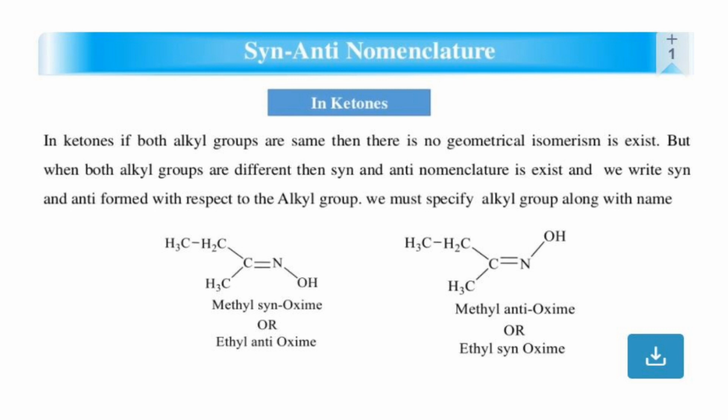In the case of ketone, if both alkyl groups are the same, then no geometrical isomerism exists. But when both alkyl groups are different, then syn anti nomenclature exists. We write syn and anti with respect to the alkyl group. We must specify the alkyl group along with the name.